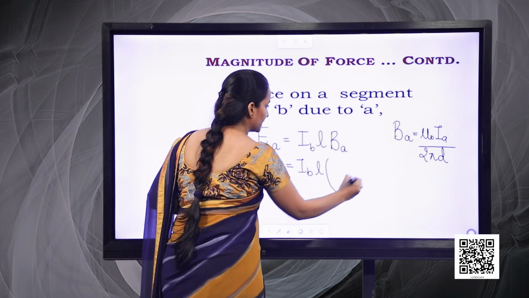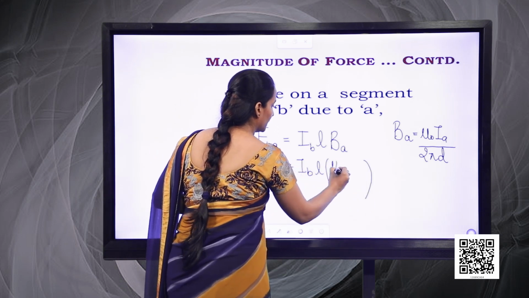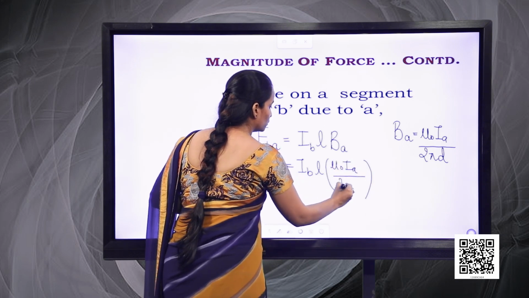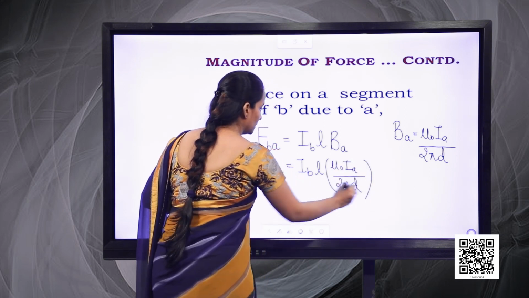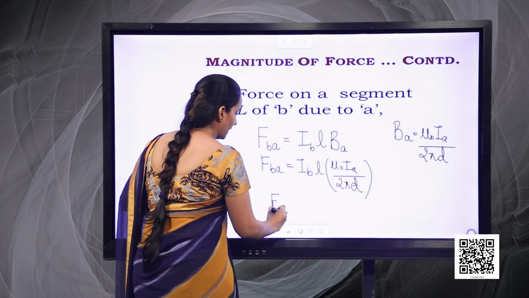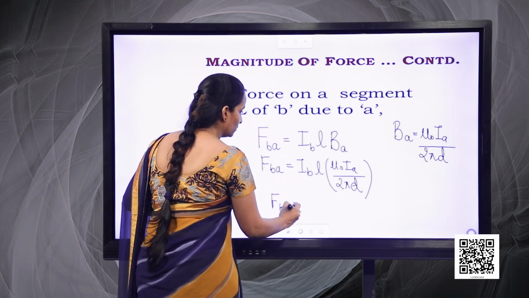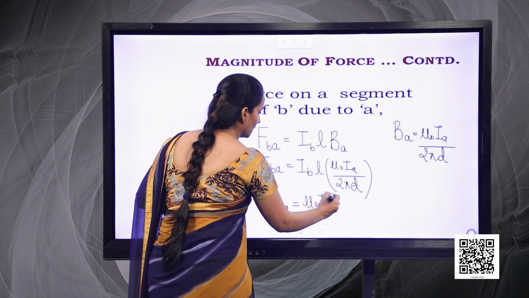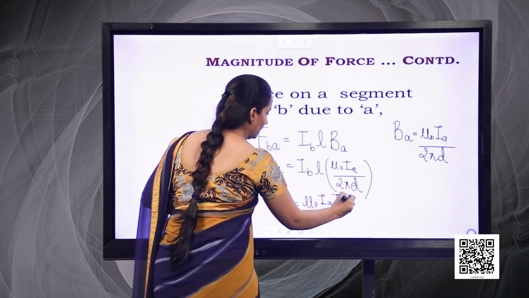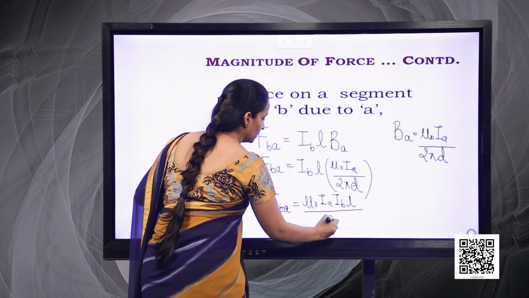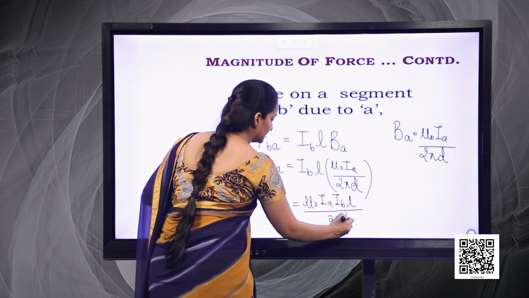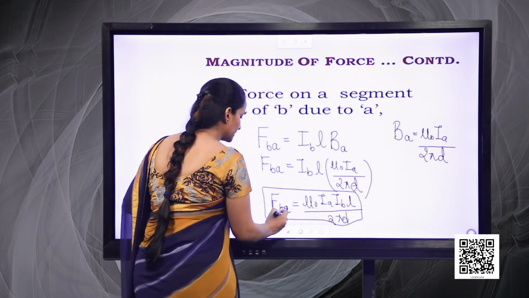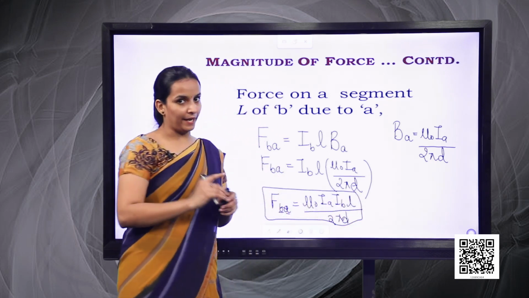Now, substituting the expression of BA here, we will get mu naught IA divided by 2 pi D. So, from here we can say FBA is equal to mu naught IA IB L divided by 2 pi D. So, this is the force on conductor B due to A.